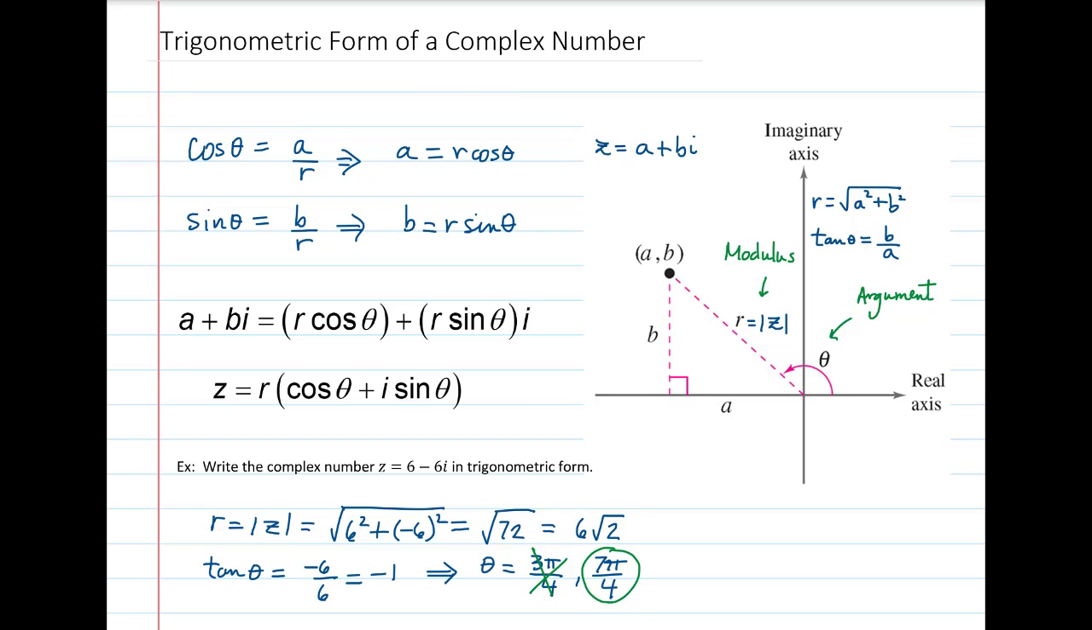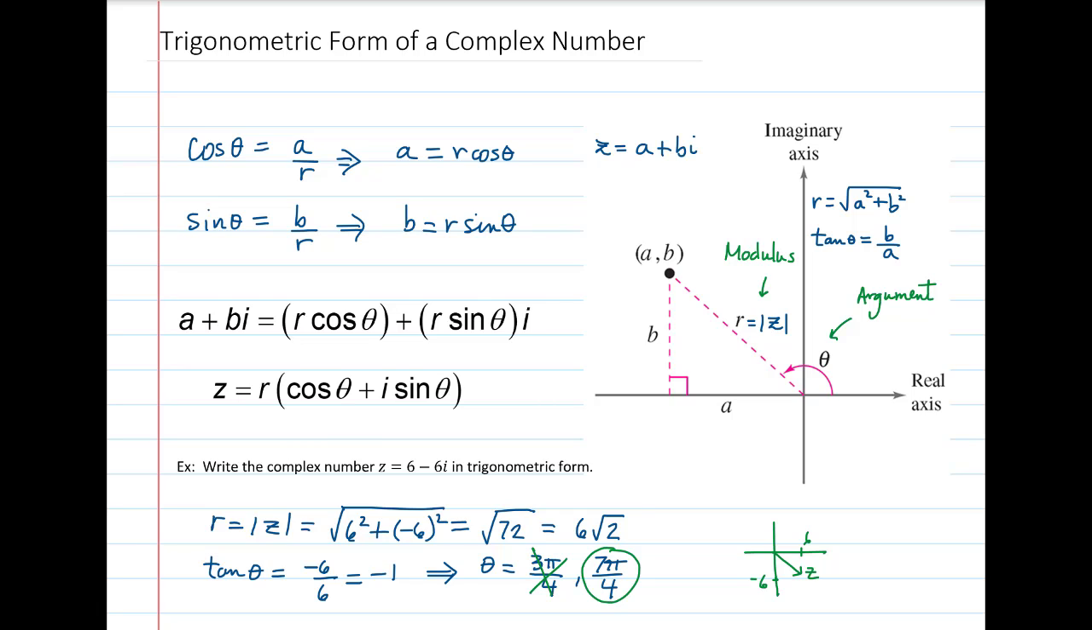number, 6 minus 6i, if you were to graph this number in the complex plane, as we did in the previous section, you'll see that the number z, 6 minus 6i, is actually in the fourth quadrant, because a is 6, b is negative 6, so that's in the fourth quadrant. So then the argument has to be 7 pi over 4 because that's the one in the fourth quadrant and not 3 pi over 4. So you've got to be very careful there.